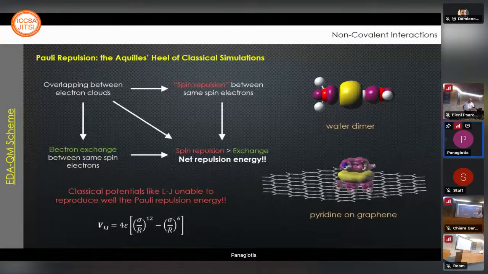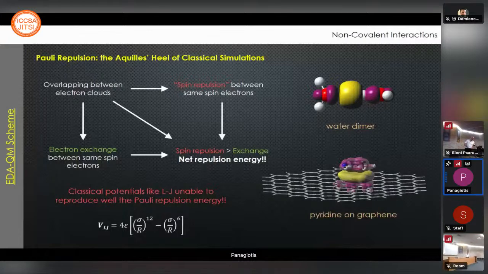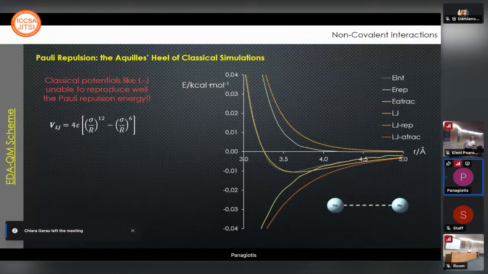Well, in classical force fields, the Pauli repulsion is included in the Lennard-Jones potential in this term here, the positive one, the one with the power of 12.